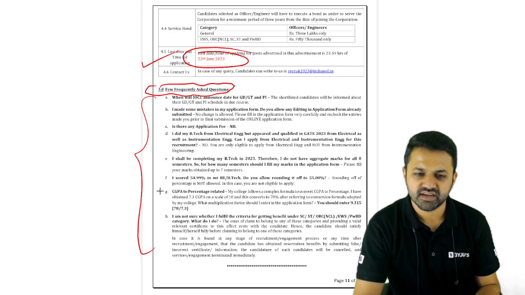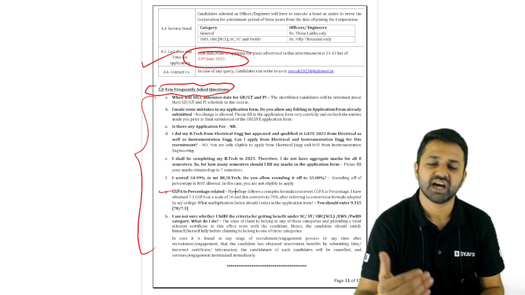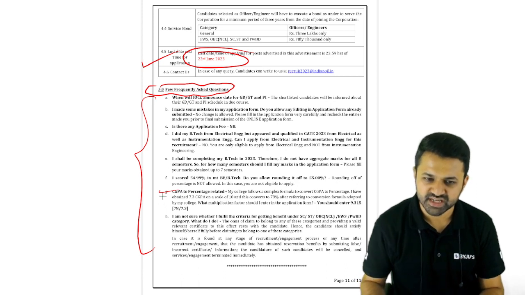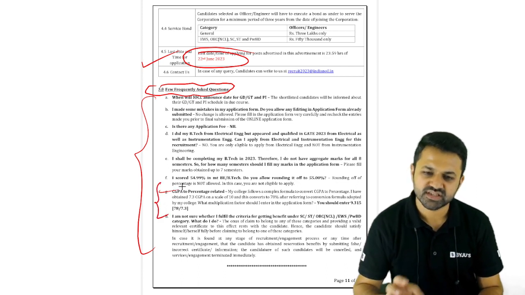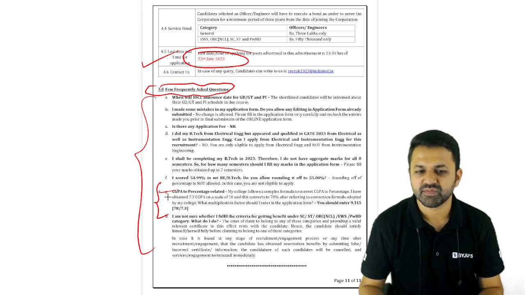These are related to whether the CGPA, how you can relate the CGPA with the percentage, because they ask for 65% and 55%. To convert it, you have to read it from point number G.